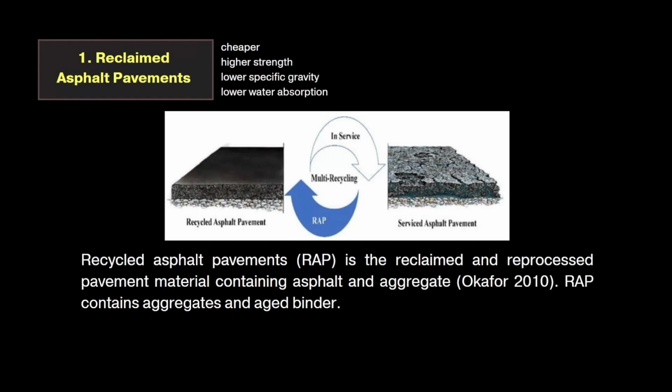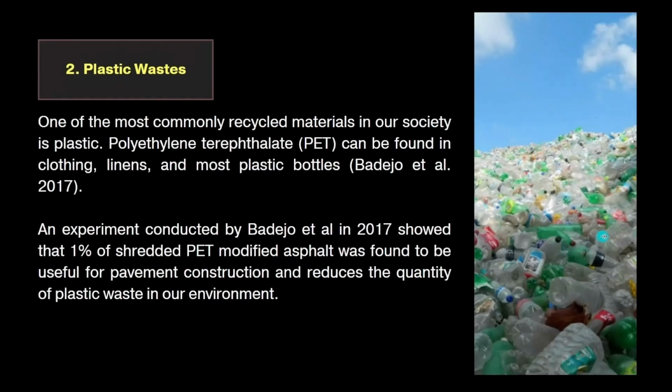Reclaimed asphalt pavement is the reclaimed and reprocessed pavement material containing asphalt and aggregate. RAP contains aggregates and aged binder. Engineers choose to use RAP in projects because of the environmental benefits, the price, and other factors such as strength. Along with the strength, RAP has lower specific gravity and lower water absorption than other aggregates.